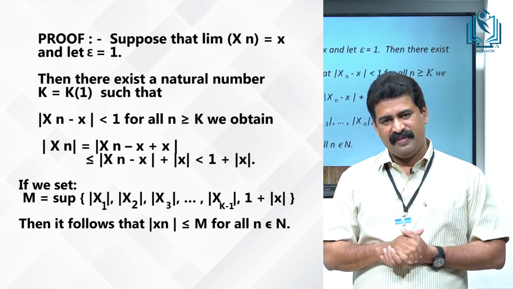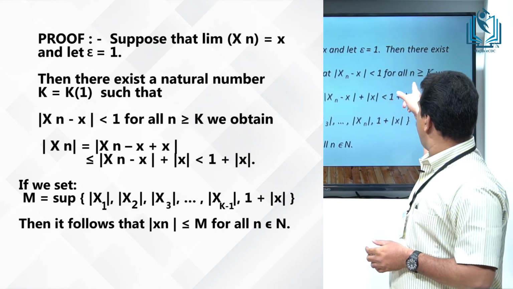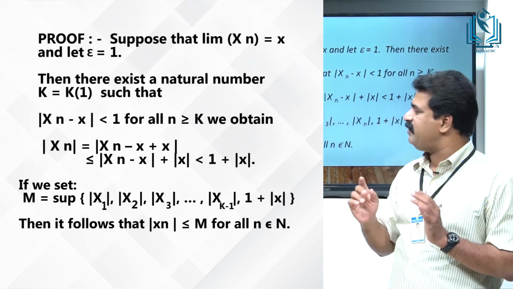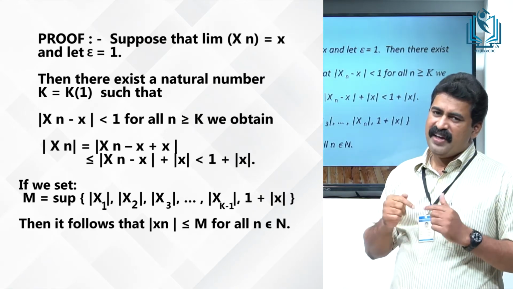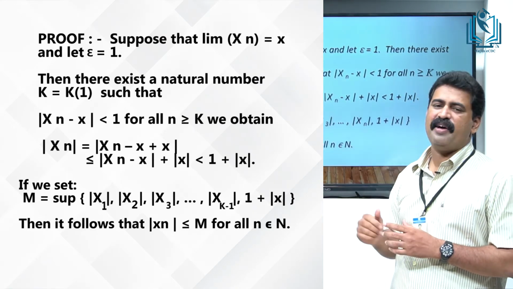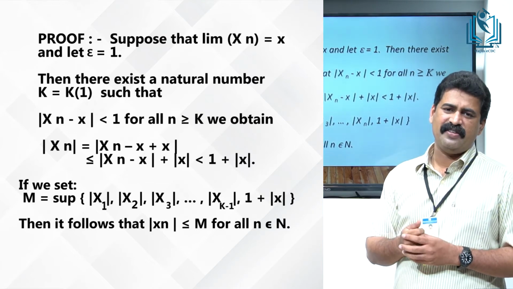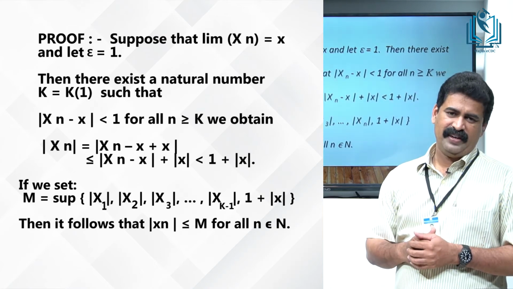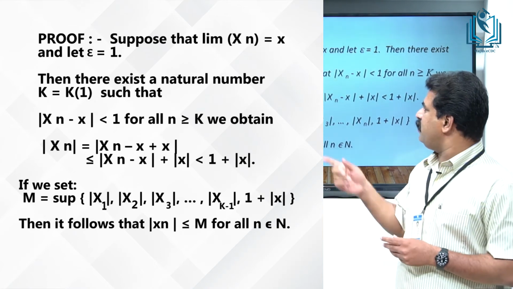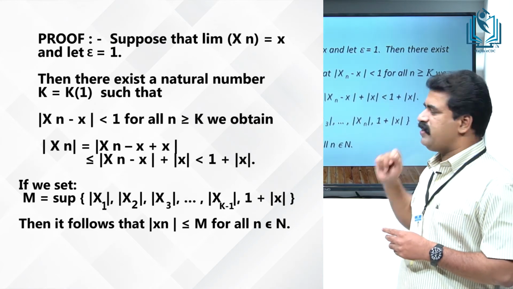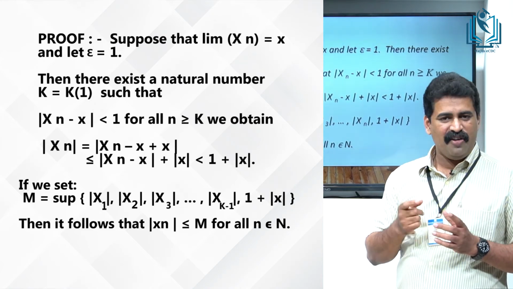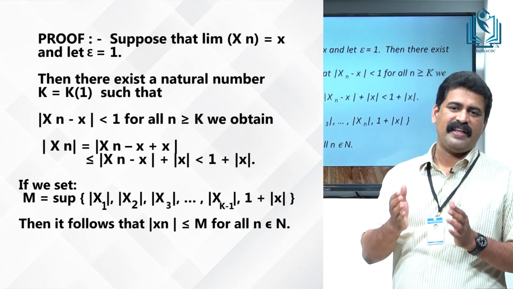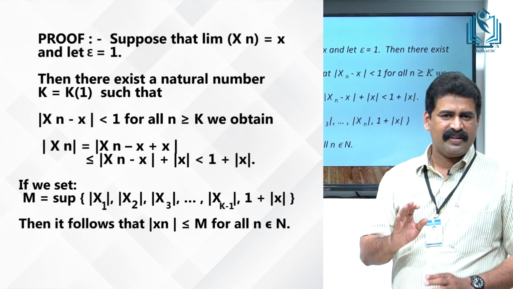What about modulus xk? Here we put n equals k in this inequality. So this becomes modulus xk is less than 1 plus modulus x. But we have 1 plus modulus x is also less than or equals capital M. So connecting first and last, we can say that modulus xk is less than capital M. Next we put n equals k plus 1. Then this becomes modulus xk plus 1 is less than 1 plus modulus x. But we have 1 plus modulus x is less than or equals capital M. So we can say that modulus xk plus 1 is less than capital M.